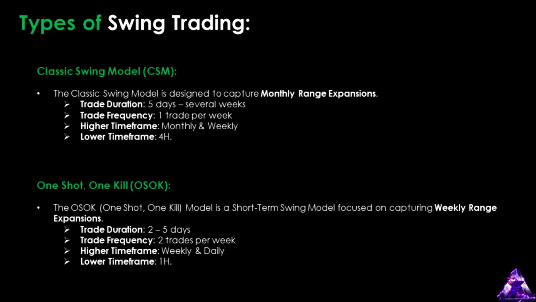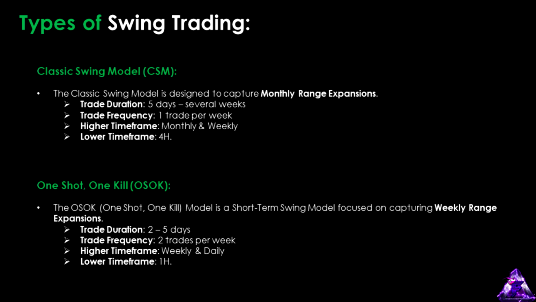Now, let's move on to the second approach, the one-shot, one-kill model. This model is all about short-term swings. The focus here is on capturing weekly range expansions with precision, allowing you to get in and out of trades efficiently. Trade duration in this model typically lasts between 2 to 5 days. While it's quicker than the classic swing model, it still falls under swing trading. The objective is to take advantage of weekly range expansions instead of monthly ones.